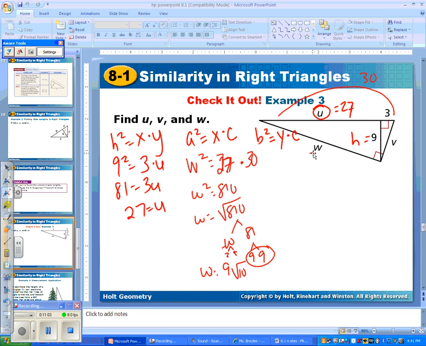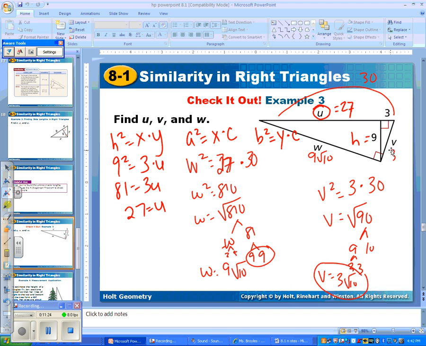So we figured out what this leg is. Now we need to figure out what this leg is. So this leg, V squared, is going to equal the side of the hypotenuse closest to it times the whole hypotenuse, which is 30. So we're going to get V equals the square root of 90, which is 9 and 10, 3 and 3. Again, 10 we can't break down, so V is going to equal 3 radical 10. In this case, if you don't want to use the shortcut, you don't have to. You can use Pythagorean theorem.